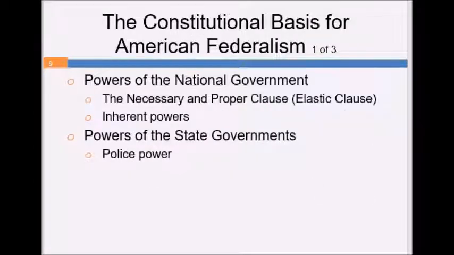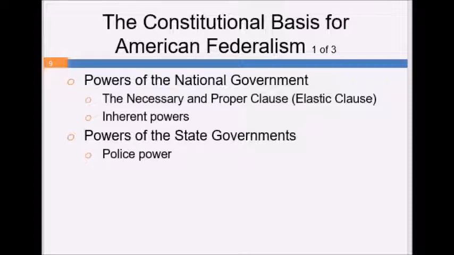The constitutional basis for American federalism. Powers of the national government. Powers delegated to the national government include both expressed and implied powers. Most of the expressed powers are bestowed on Congress through Article 1, Section 8. Expressed powers or enumerated powers, they mean the same thing, just different names, are powers found in the Constitution.